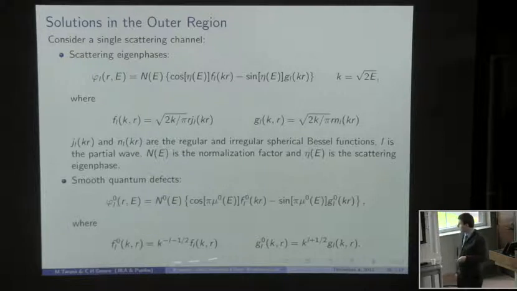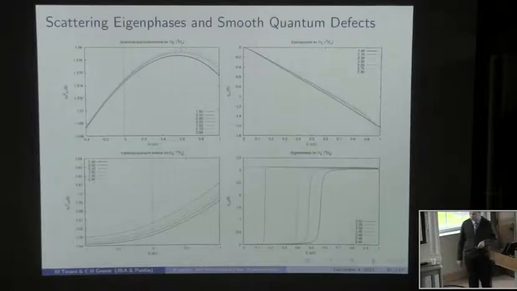However, if we slightly rescale these spherical Bessel functions to functions that have energy-independent behavior near the origin and that are not energy normalized, then we can parameterize the solution in the outer region using the smooth quantum defects. And these quantum defects have such a property that they are smooth through the thresholds, and they are well defined also for negative energies.